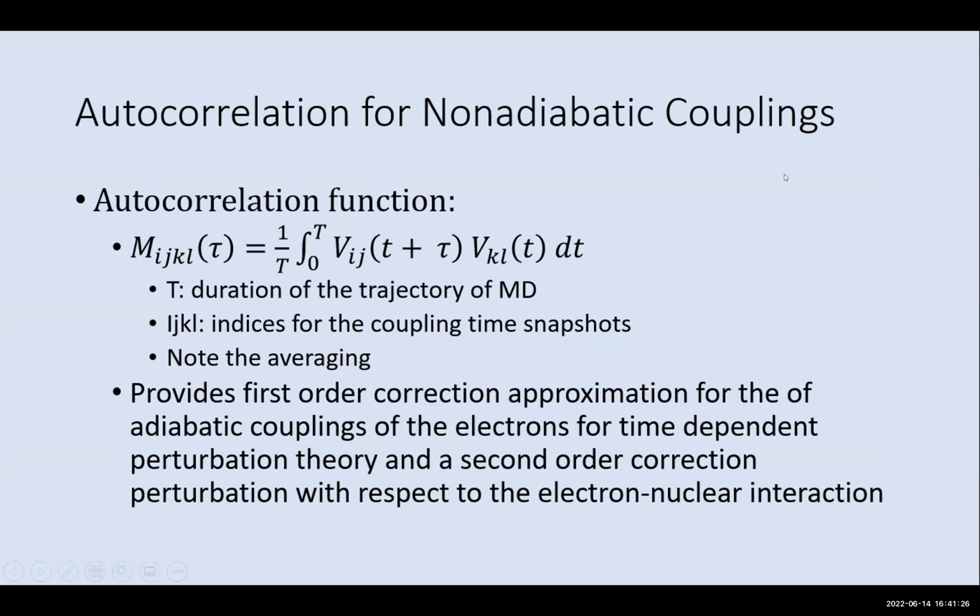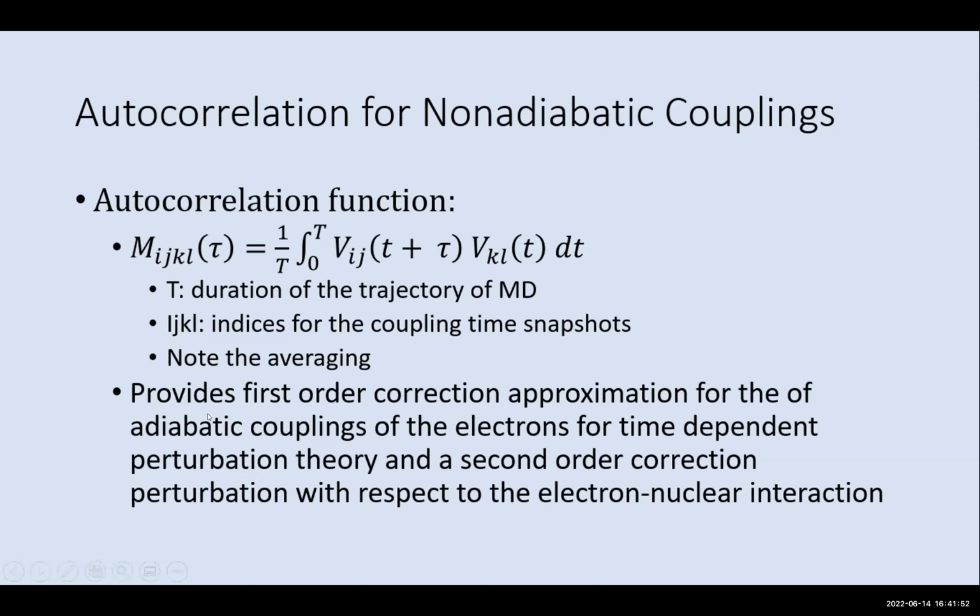For non-adiabatic couplings, we have this expression, with these terms which are from our non-adiabatic couplings. The T here represents the duration of the trajectory of the molecular dynamics. Note here it looks like an average, since an integral can be like a sum, you're going over all points, then dividing by the total trajectory.